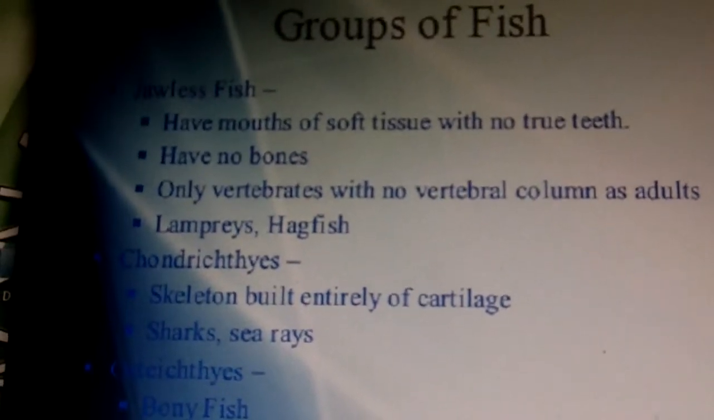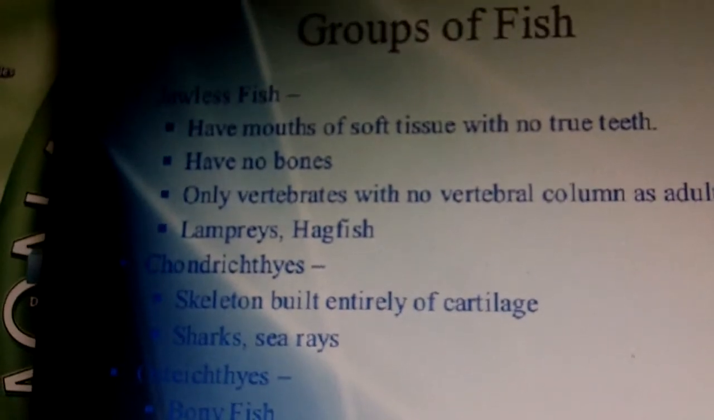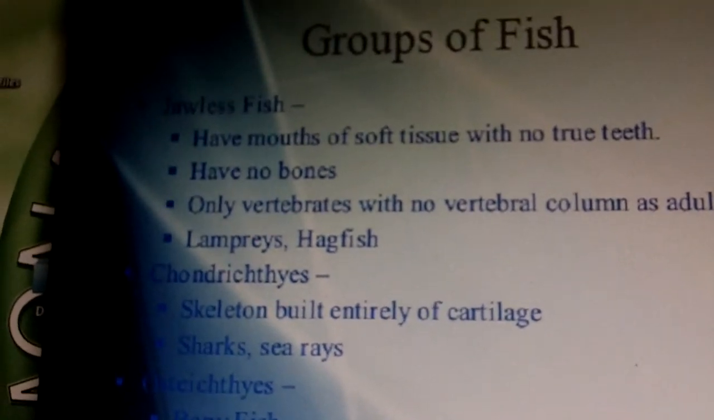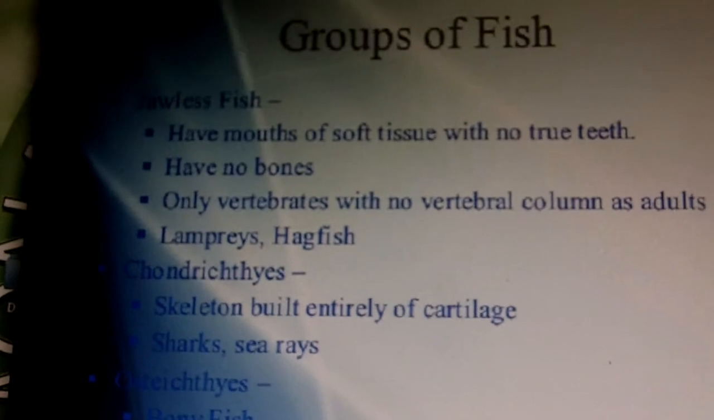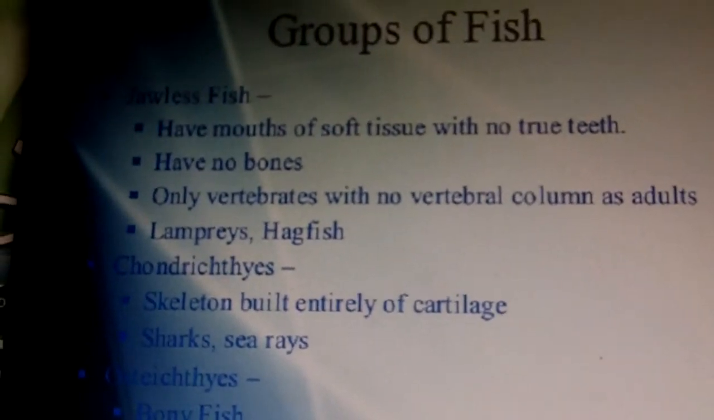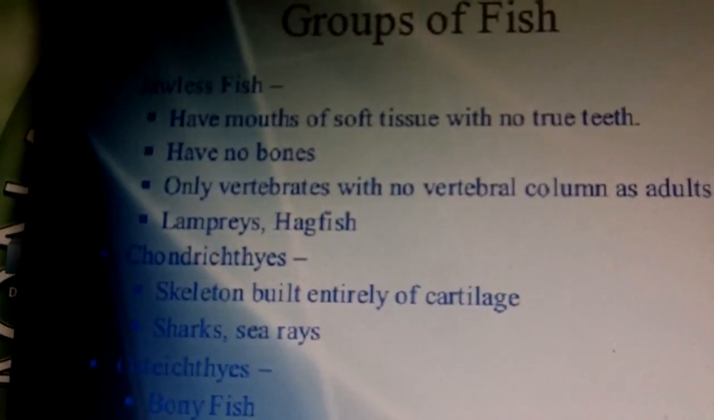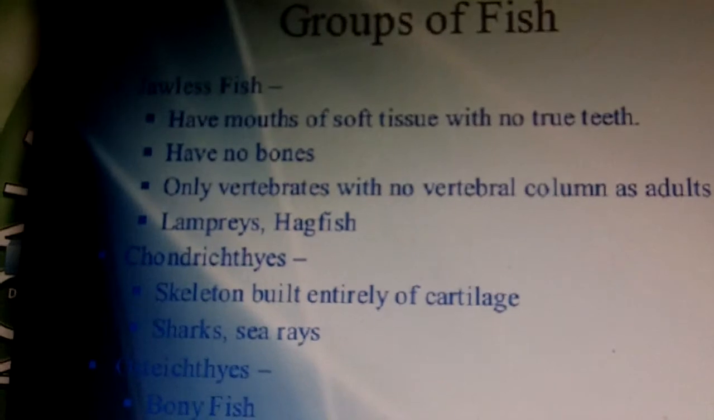Now the groups of fish, or the categories of fish. Jawless fish. Jawless fish have mouths of soft tissue with no true teeth. Jawless fish have no bones. Jawless fish are the only vertebrates with no vertebral column as adults. Lampreys, hagfish.